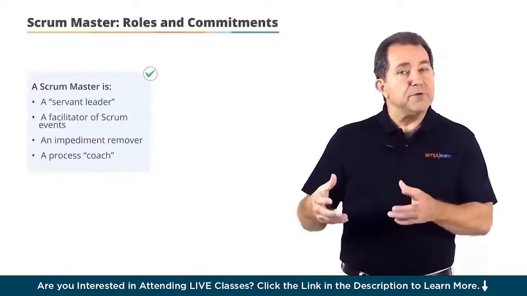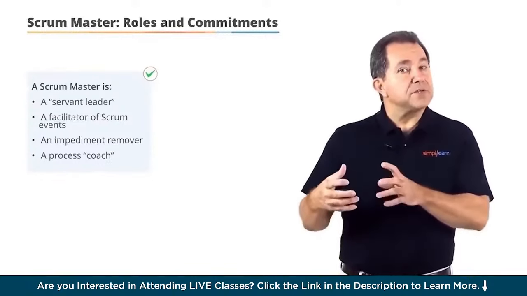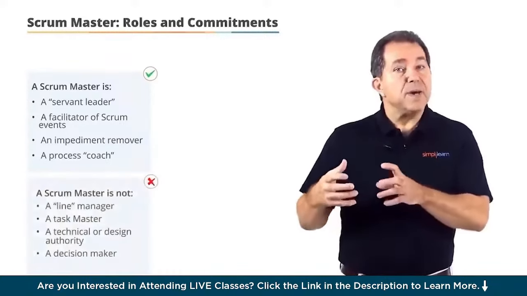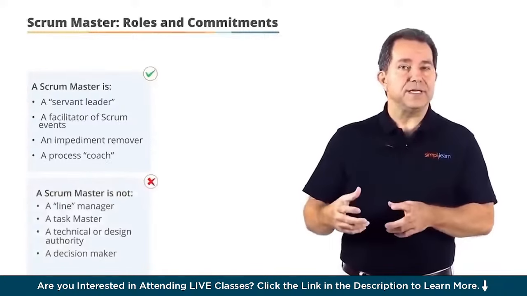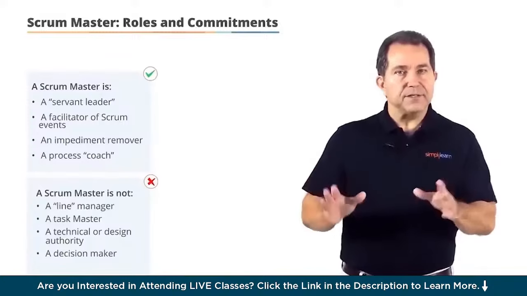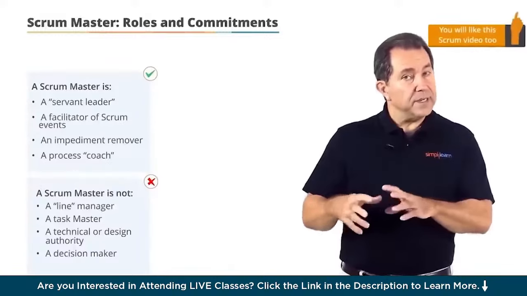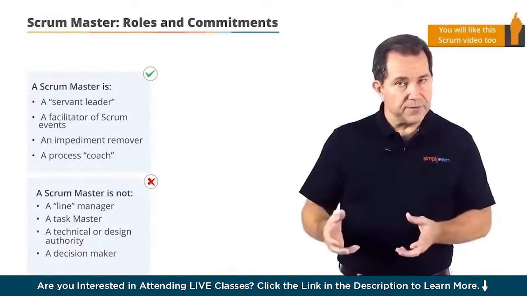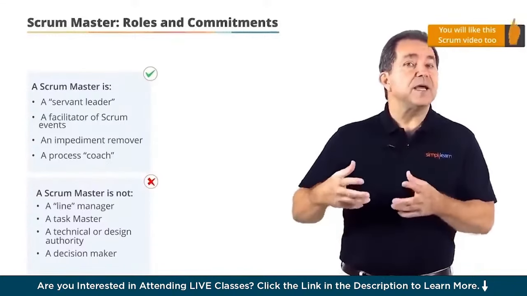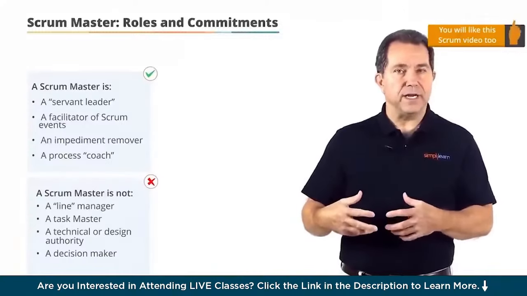The Scrum Master removes obstacles or impediments faced by the team. The Scrum Master is also a process coach and mentor. The Scrum Master must not be a line manager of the team. The Scrum Master is not to be a taskmaster either. The Scrum Master is not a technical or design authority, nor is he or she a decision maker for the team. Throughout the course of the project, the Scrum Master must not do anything to rob the team of its empowerment and ability to self-organize.